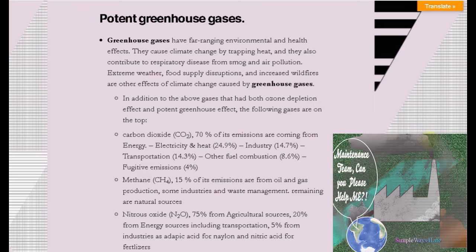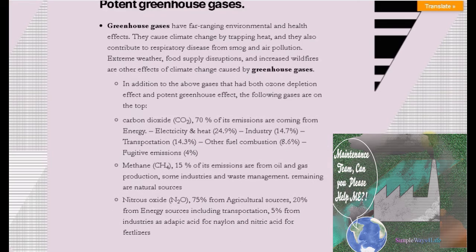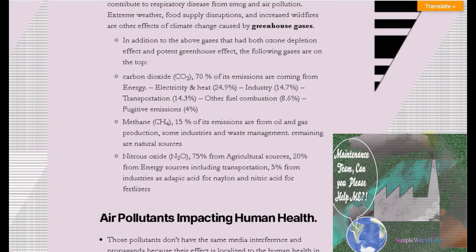like fuel and gas, and the reuse or treatment of wastes that have an oil and gas base. So 15% I can control from the wastes of oil and gas. Okay, the remaining are natural sources. Affecting the natural sources is a little bit tricky, which is not the subject of our speech now. The remaining is nitrous oxide, which comes from agriculture sources. Only a small percentage, which is 20%, comes from energy sources like transportation.